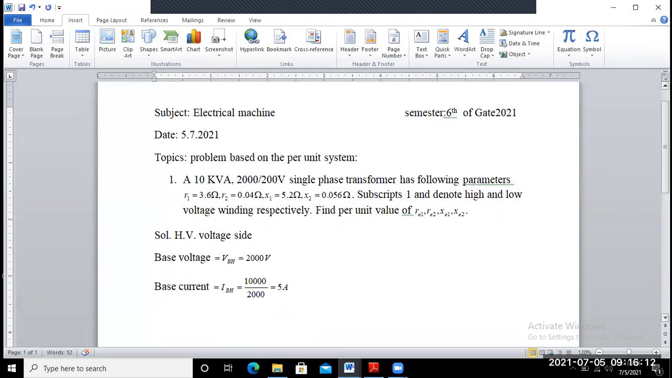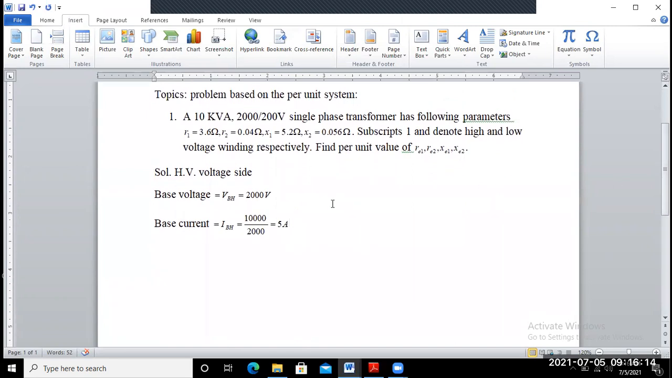What is the base impedance? You have already found the base voltage and base current here. So what is the value of the base impedance?